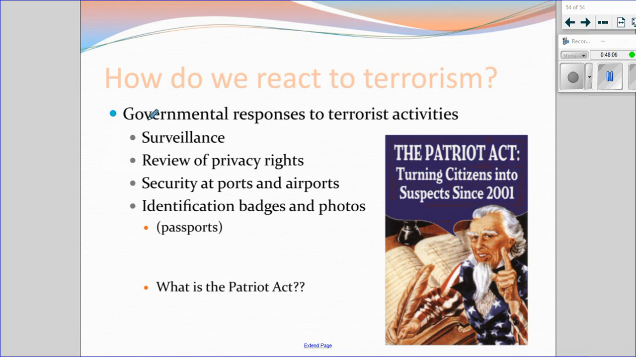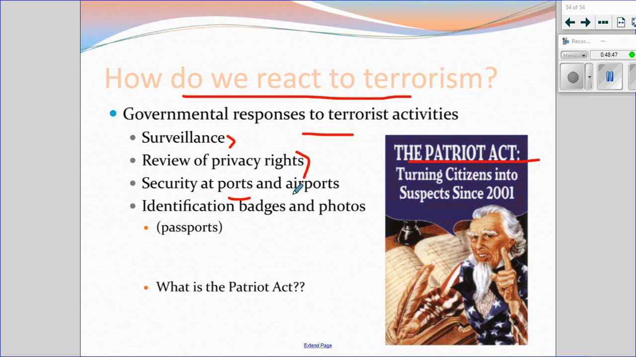Okay. How do we react to it? Well, the government response to terrorist activities has been increased surveillance, and a review of privacy rights. The Patriot Act is a little bit controversial because it gave the government additional abilities to conduct surveillance on U.S. citizens suspected of terrorism, but we've also found out that it's been abused a little bit. There was a whistleblower named Edward Snowden who exposed that there was some NSA spying going on, and they were surveilling some people they shouldn't have. So questions have been raised about privacy.